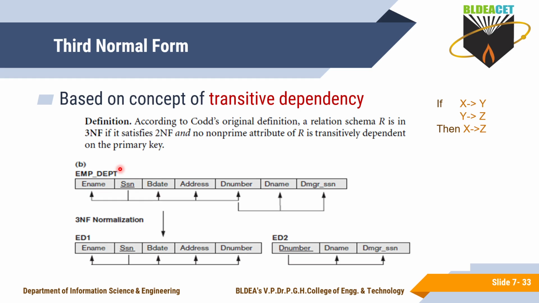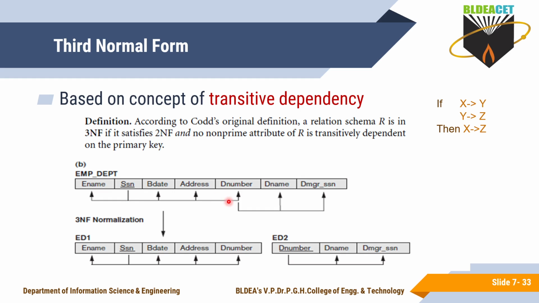So for that, here is one example. Now here we combined employee and department as one relation. Assume that at present I have not created any relation. Now I want to create the company database. So these are the attributes of this relation: E name, SSN, birth date, address, D number, D name and manager SSN.